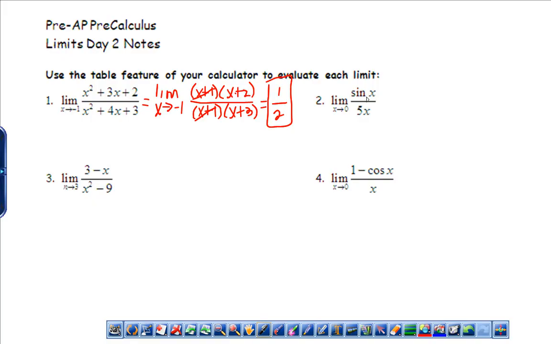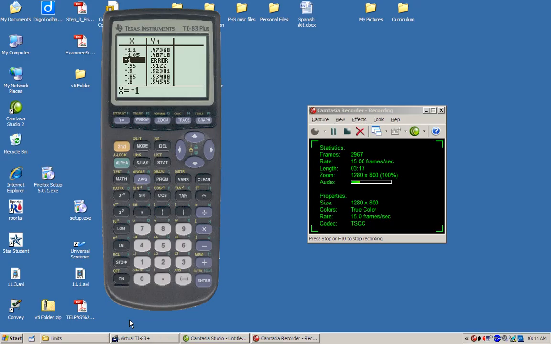All right, on number 2, what happens when you plug 0 in? Okay, just like in number 1, you got 0 over 0. That's the same thing that happens here if you plug it in. Sine of 0 is 0. This means that there is a limit. We just have to do a little bit of work to figure it out. And I can't factor or anything convenient like that on this one. I'm going to have to do this one in my calculator. It's the only way I know how to do it right now.